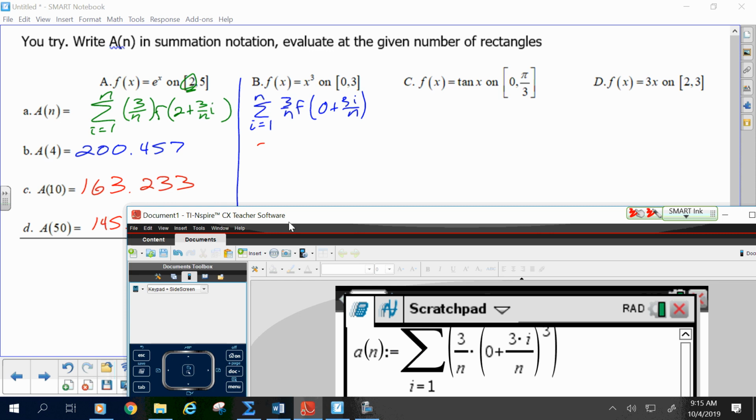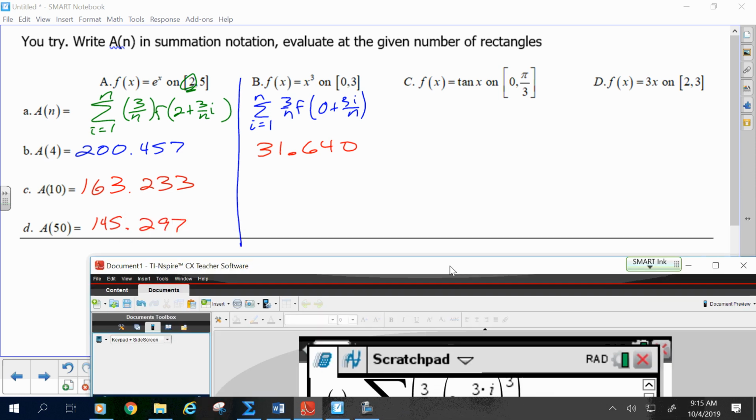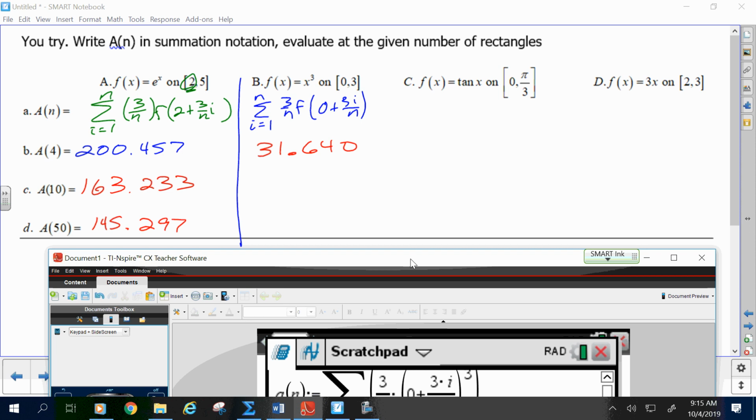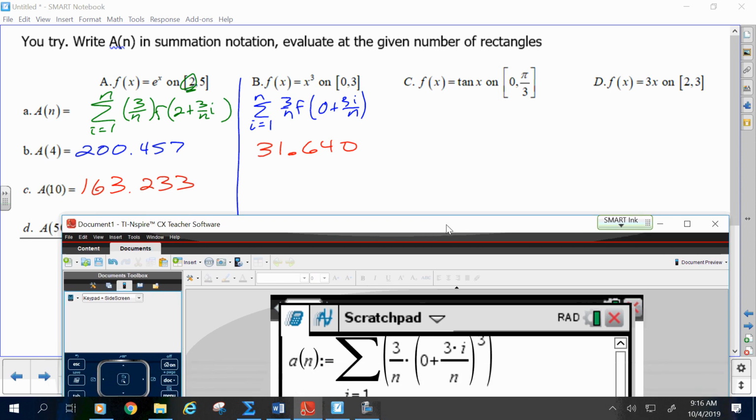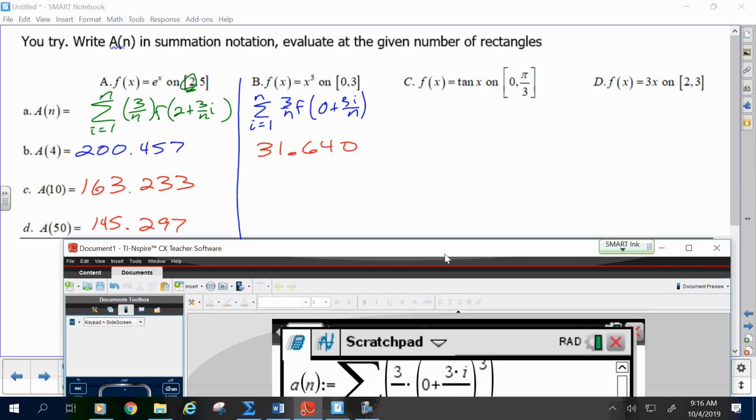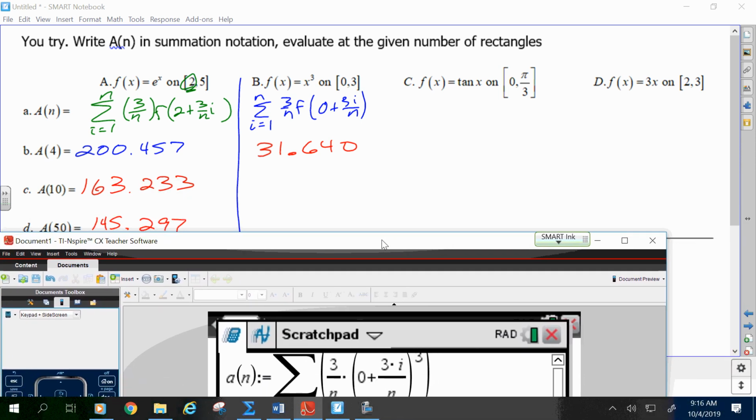What did I just say? 31.640? Okay. Now, obviously, the other ones are not meant to check whether you put it in right. If you got the first one right, then surely you put it in right. The others are there to enforce the idea that the more rectangles you use, the more you spiral in towards the actual area. So those aren't there to waste your time. I just want you to see what you're approaching.